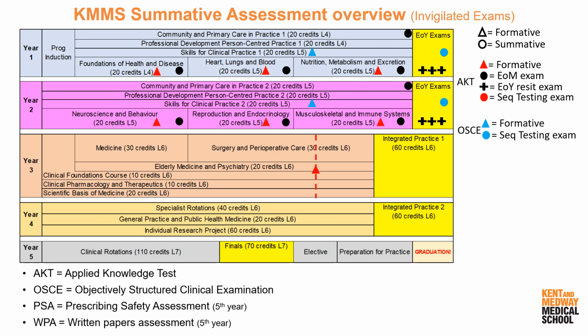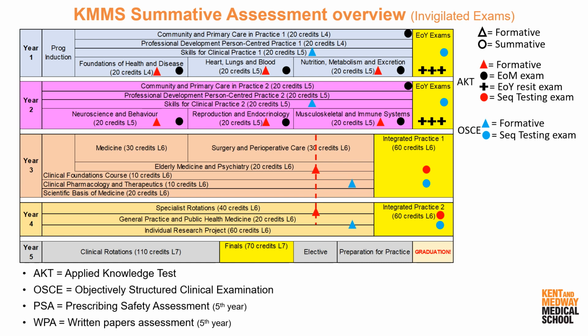In year 3, the students will have in term 3 a formative AKT of approximately 50 items for all the professional knowledge done up to that point during the year, and they have a sequential testing AKT at the end of the academic year. And they have a formative webinar for explaining to them the approach to the OSCE for year 3, because the students have done so many OSCEs by then, they're quite familiar with the OSCE process. And then they have their summative sequential testing OSCE in the end of year period as well. So that's a very short process about the invigilated exams for year 3 indicated here.